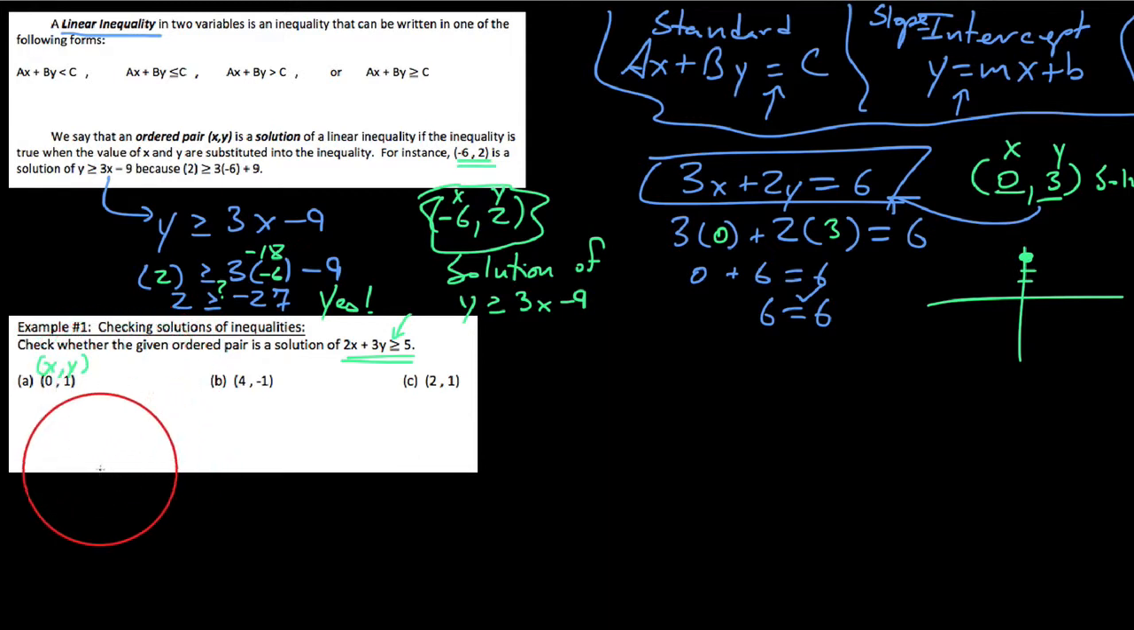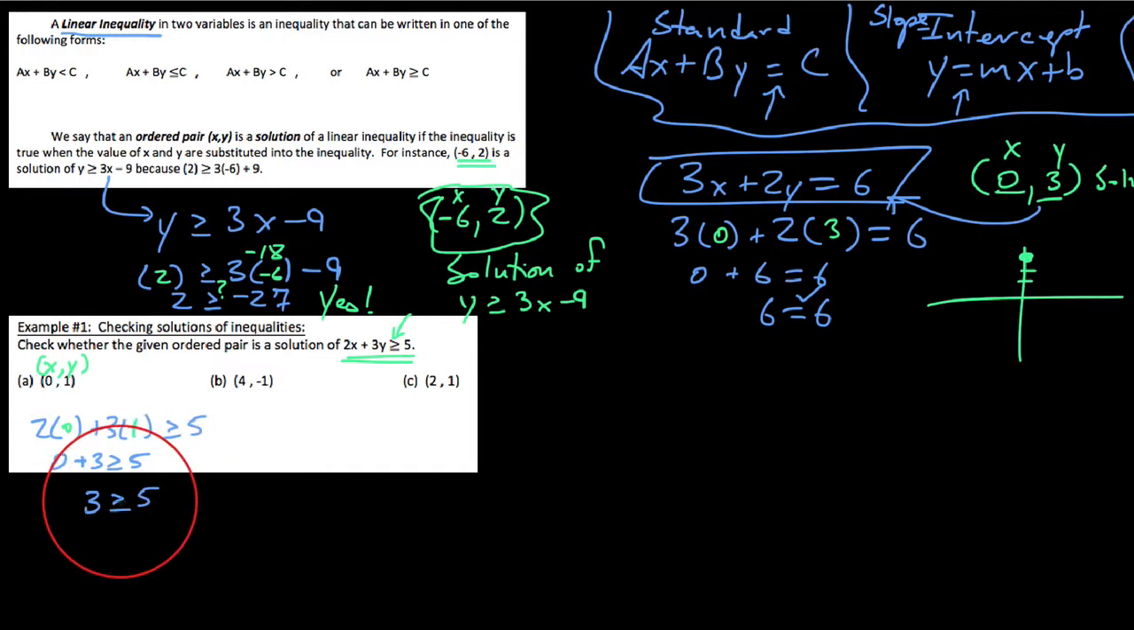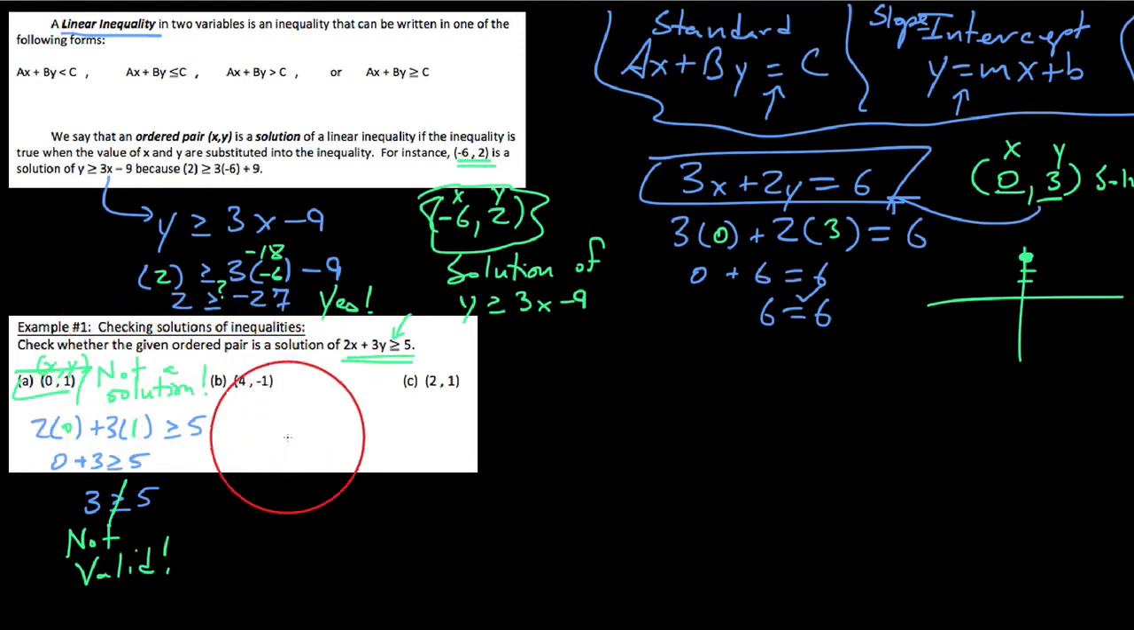And so we see here that if I were to take 2 times x plus 3 times y and say it's greater than or equal to 5, and just substitute these values in, we say, well, 0 is going in for x and 1 is going in for y. Looks like we get 0 plus 3 is greater than or equal to 5, which simplifies to 3 is greater than or equal to 5. And the thing I want to point out here is this: not true, not valid, not true. So what this means is this is not a solution of this linear inequality. Okay, so that's important to be able to tell if something's a solution.